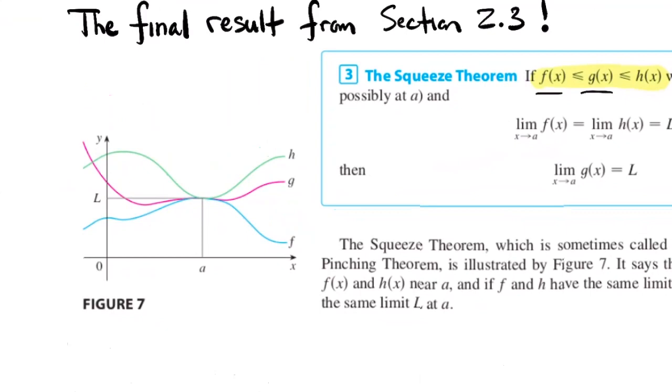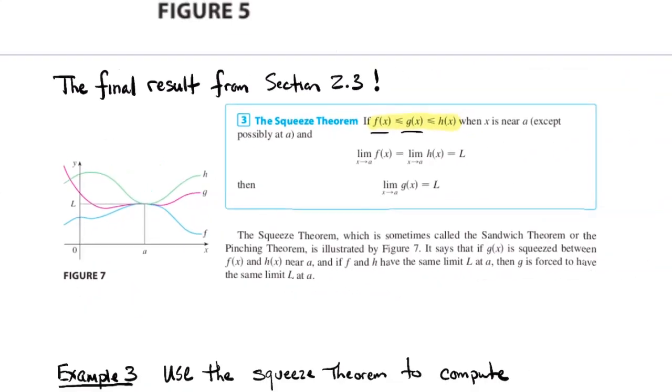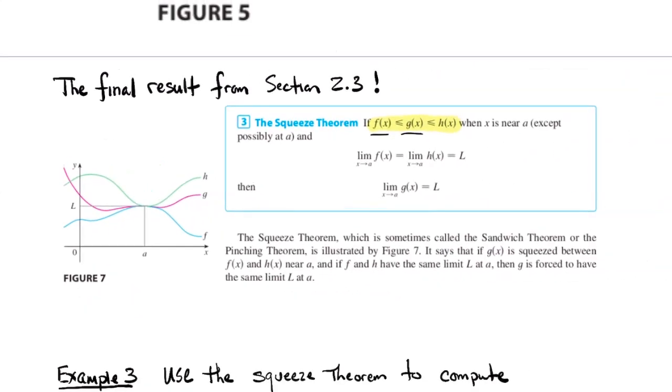Yeah, f is on the bottom. It's always below the graph of g. h is always above it, at least in some neighborhood of a. Okay, so that's that part of the hypothesis. The second part of the hypothesis of this theorem is that f and h have the same limit at a. And the conclusion is that g has that limit as well.